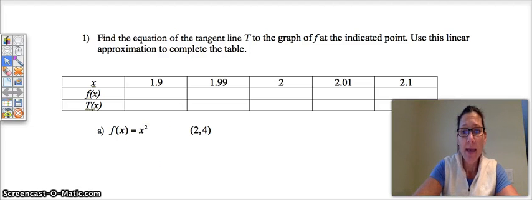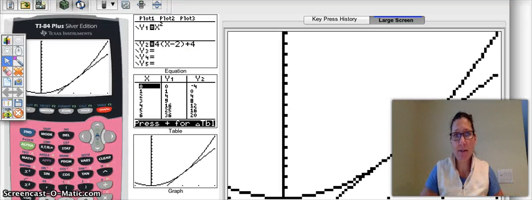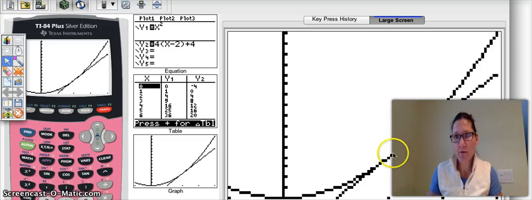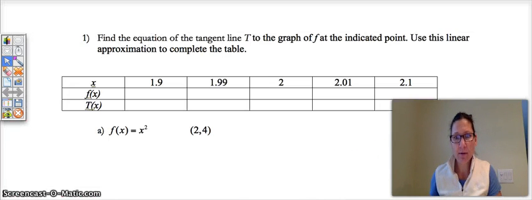To give you a visual, I put it on the calculator. Right over here is the point (2, 4). And if you notice on our table, we have 1.9, 1.99, 2, 2.01, and 2.1. If you look at the values for x here, you'll notice that they are very close to 2.